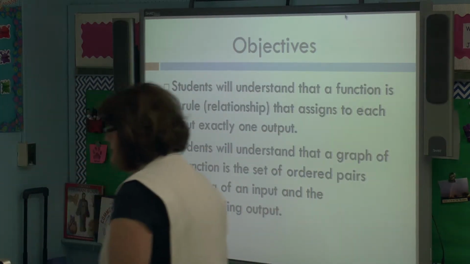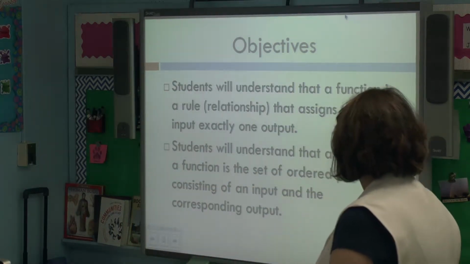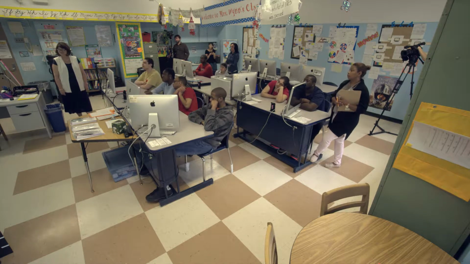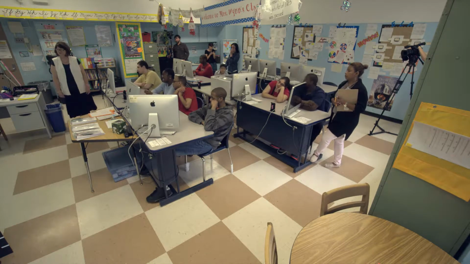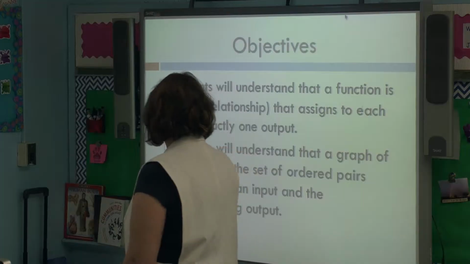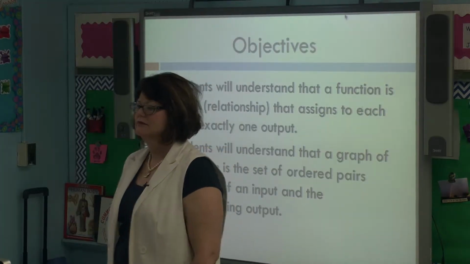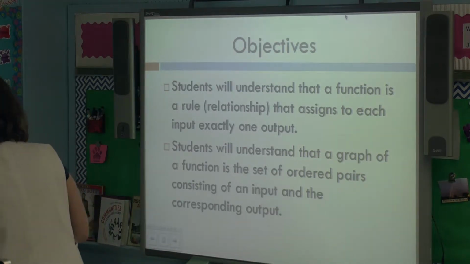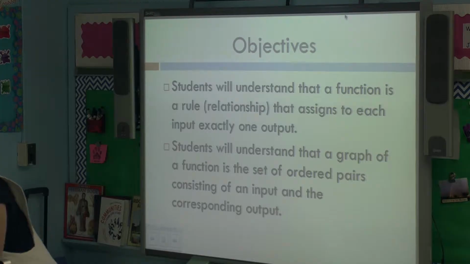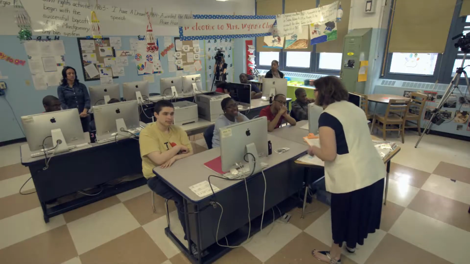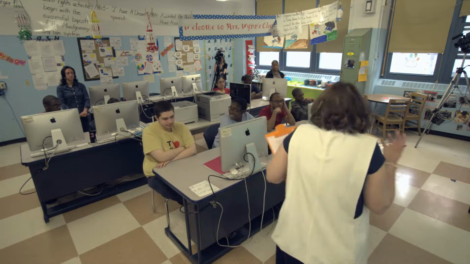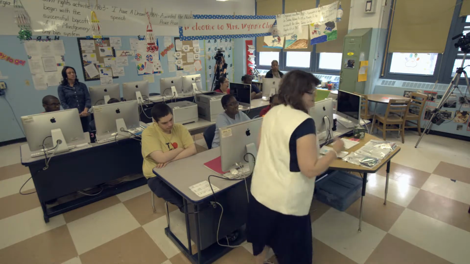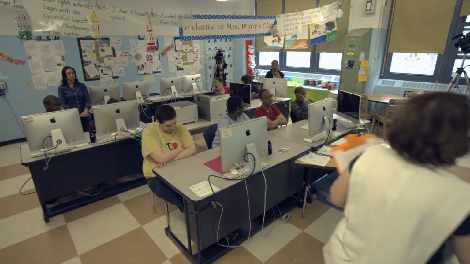What's our second objective? Dean, what's our second objective? Students will understand that a graph of a function is a set of ordered pairs consisting of an input and a corresponding output. That was a hard word and you nailed it. Good job. All right, so our second objective, once again, who are the students? Wendy, are you the student? All right, you are. So we're going to actually graph some functions today. How fun is that? How slamming is that? It is slamming, Dee. I agree.